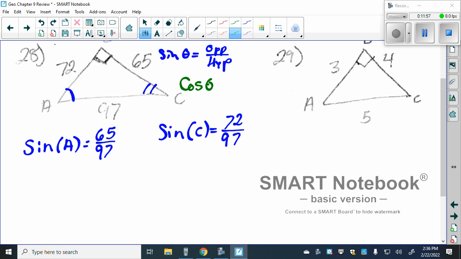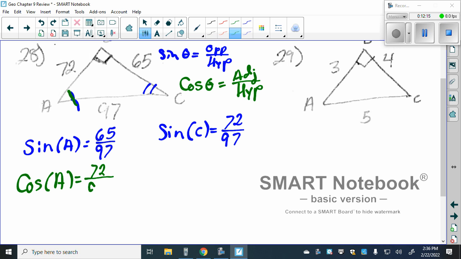Now cosine of an angle is the adjacent side over the hypotenuse. So cosine of A, well, the adjacent side to A is 72 over 97. Cosine of C, well, now the adjacent side is 65 over 97, because opposite and adjacent is all based off the angle that we're looking at, or looking from.